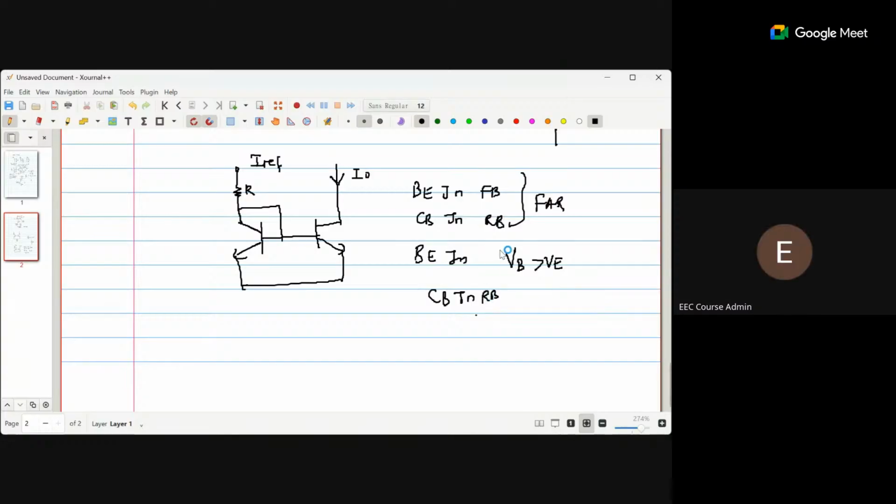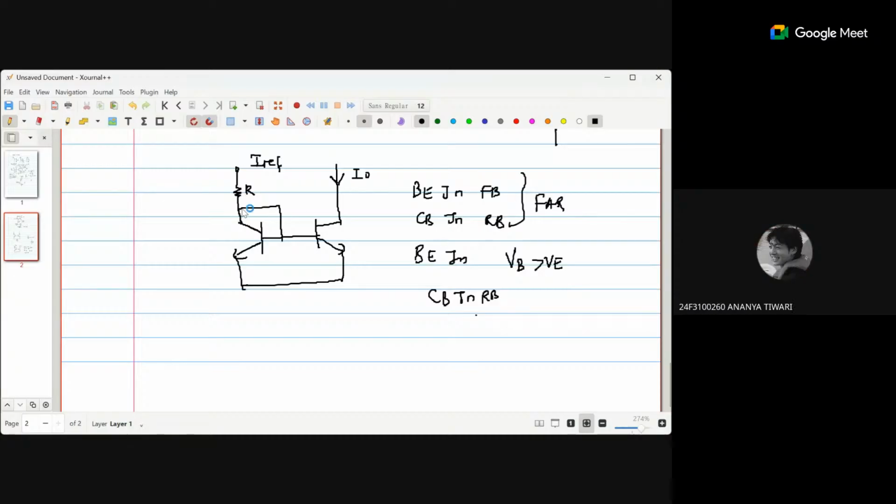Okay, VC should now be greater than VB. Now in this case, how will it be for this transistor? Will this be satisfied? I don't think so, because this VC is equal to VB, right? So it is not in the forward active region, as you said, correct? Yes, ma'am. So this transistor will always be in the saturation region actually.